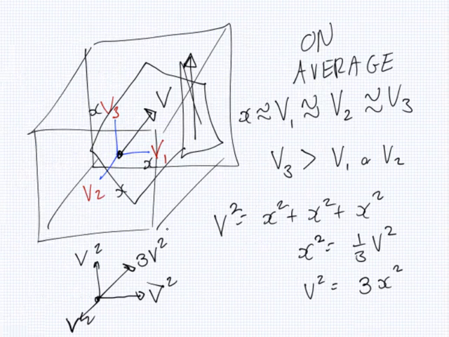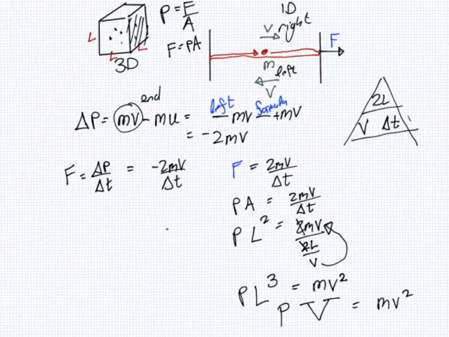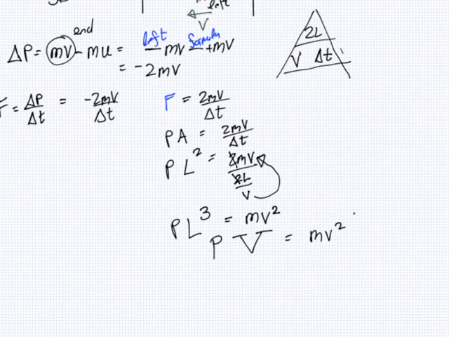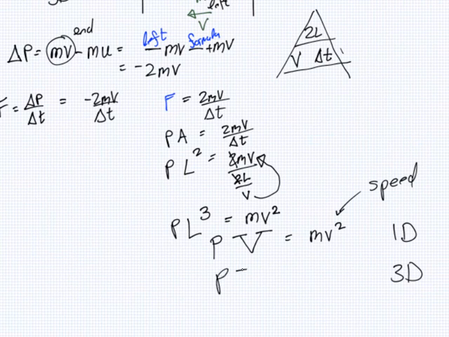What I'm trying to say is, right now this is 1 dimension and the v is the speed. If I want to go to 3 dimensions, all I have to do is simply divide by 3. This speed gets split evenly into each component. So this is the trick to go from 1D to 3D.